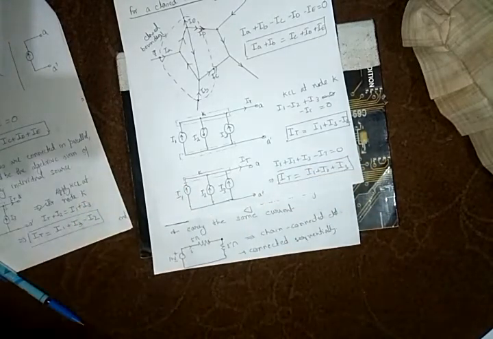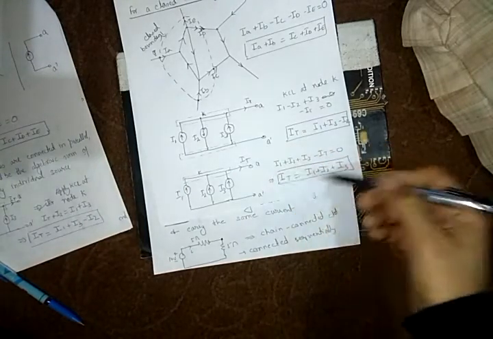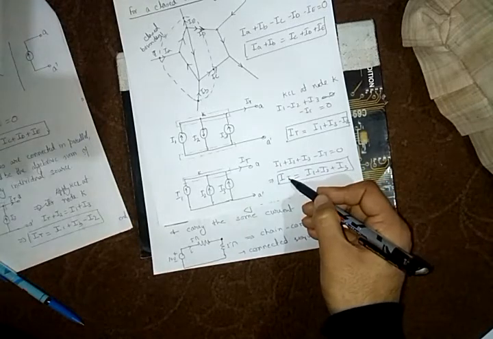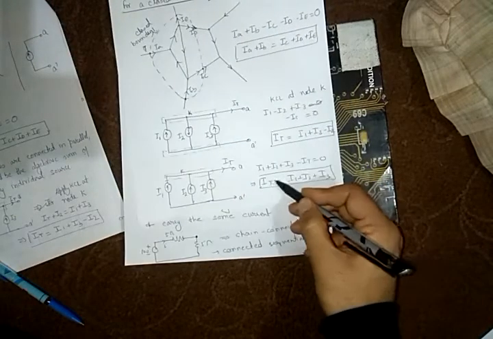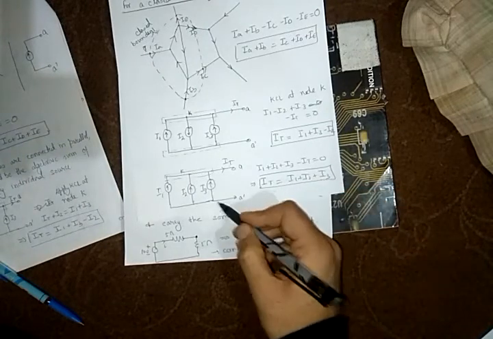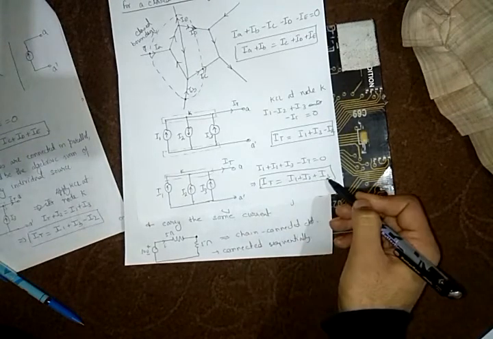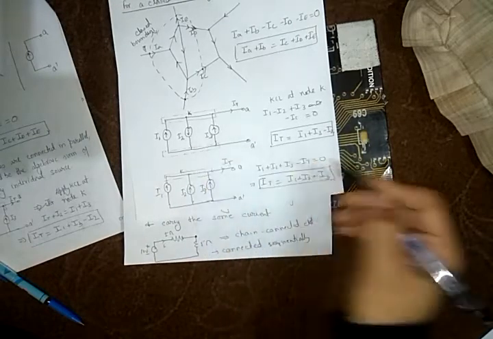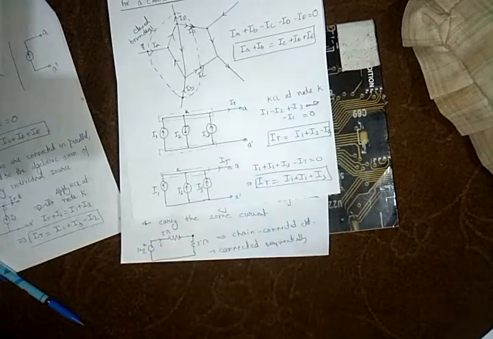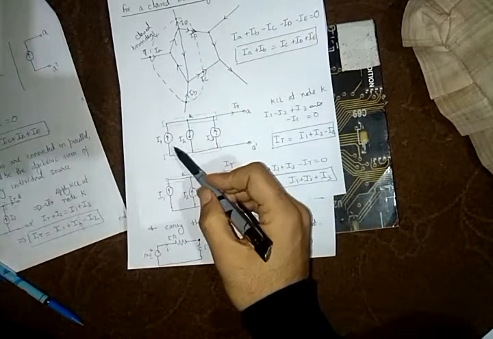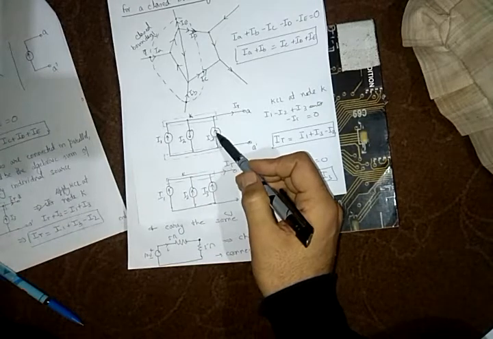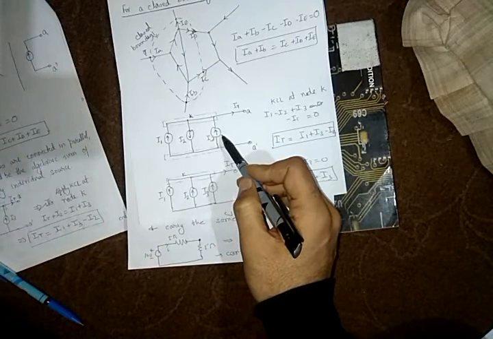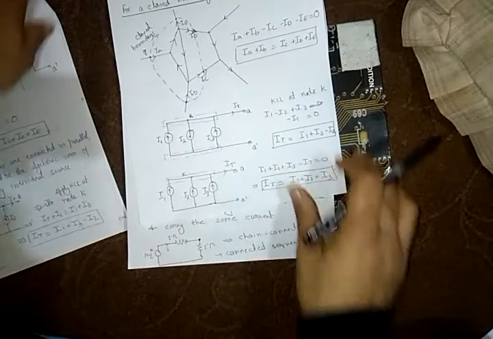So what I am telling you is, when current sources are connected in parallel, the total current will be the algebraic sum of the currents supplied by the individual sources. Here it is minus because it is in the opposite direction, here plus because it is in the same direction. So you got it: when current sources are connected in parallel, the total current supplied will be the algebraic sum of the current supplied by the individual sources.